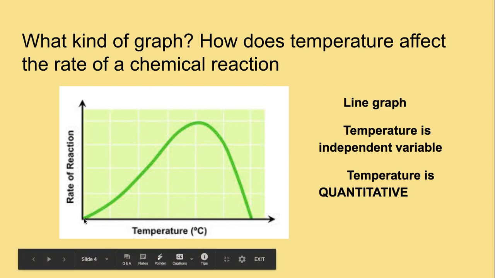I can see here when the temperature is low, there's very little reaction. As the temperature increases, the reaction goes up to a certain point and then it goes back down. Your independent variable is down here on this part of the graph.